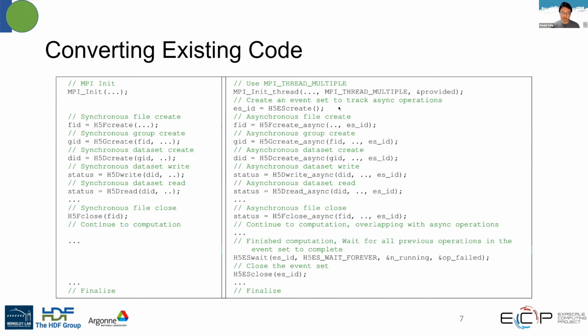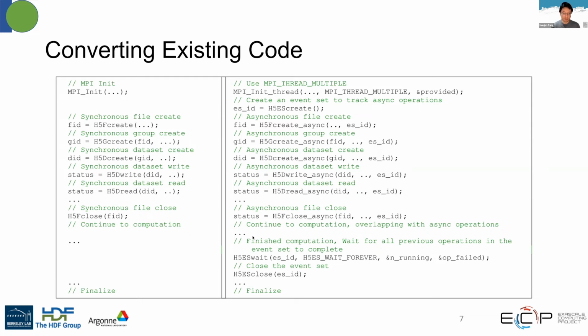And then, as I mentioned previously, we are using the event set APIs. So an event set needs to be created with H5EScreate. And then it's basically converting all the existing H5 function calls to their async versions. So file create changes to file create async with the event set ID as the last parameter, and so on for group create, dataset create, and dataset reads or writes. And a close can also be async. All of these operations are non-blocking, so they will return immediately.